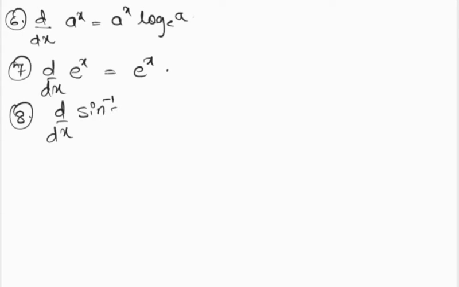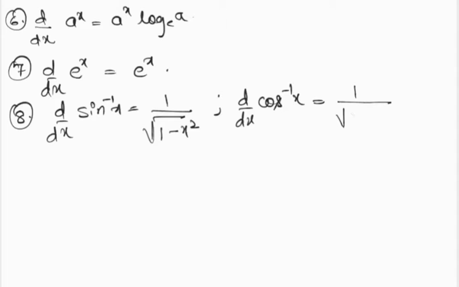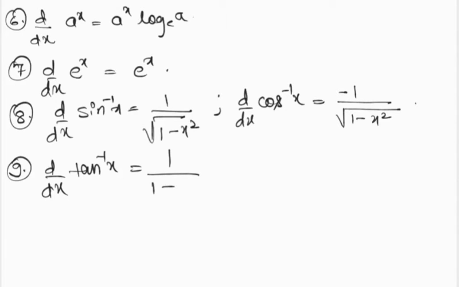Differentiation of sin inverse x is equal to 1 by under root of 1 minus x square and differentiation of cos inverse x is minus 1 divided by under root of 1 minus x square. Differentiation of tan inverse x is equal to 1 by 1 plus x square and differentiation of cot inverse x is equal to minus 1 by 1 plus x square.